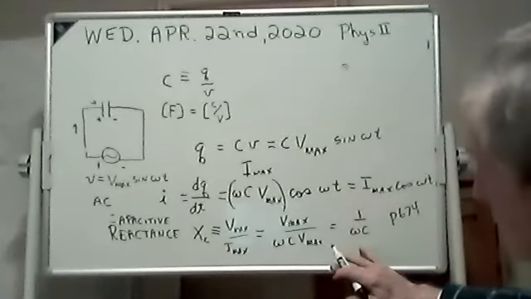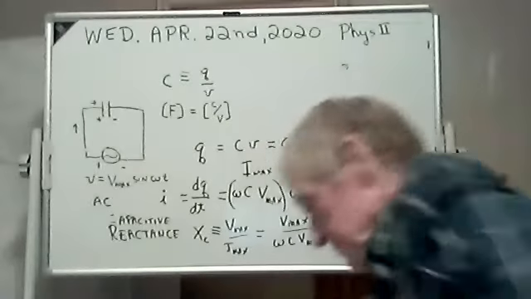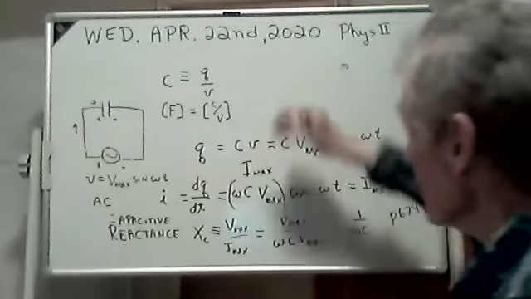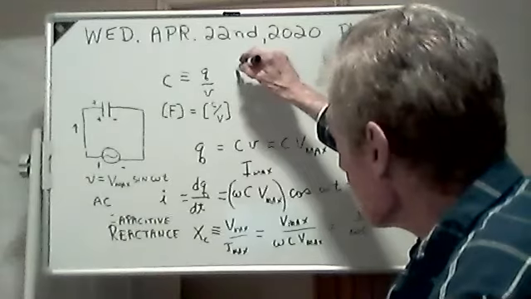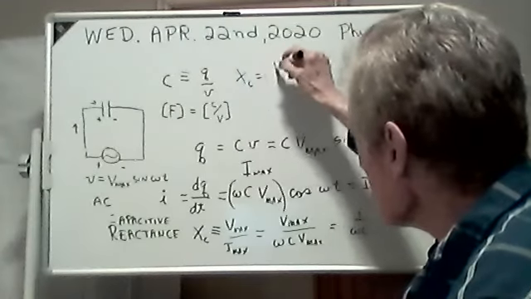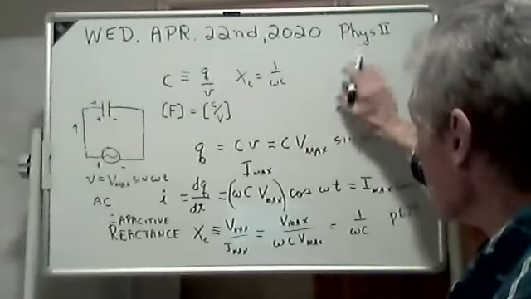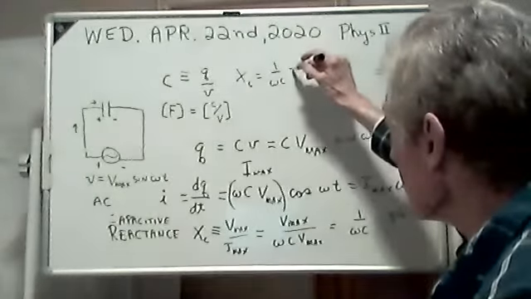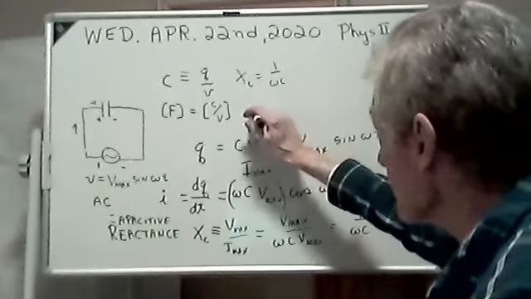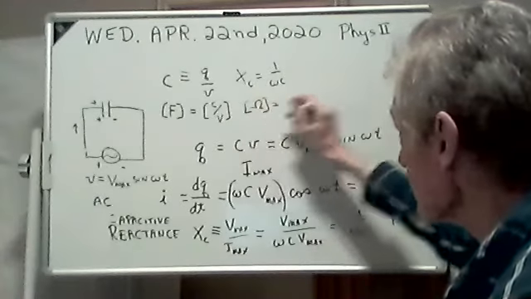This comes out to be in ohms. Let me show you why it's ohms. Let's do that up here. This is called capacitive reactance. It's 1 over omega C. And I'm telling you that's in ohms. Capacitive reactance is in ohms.